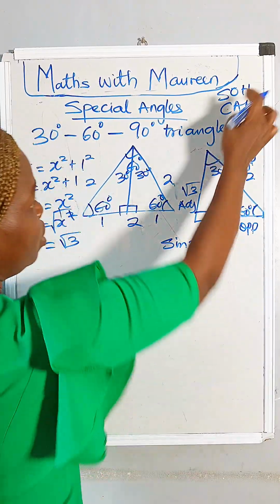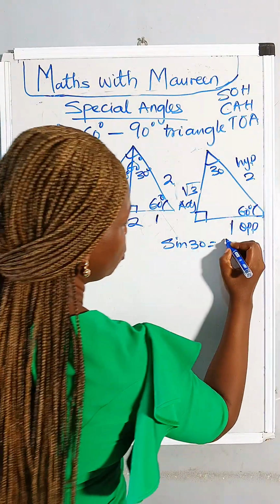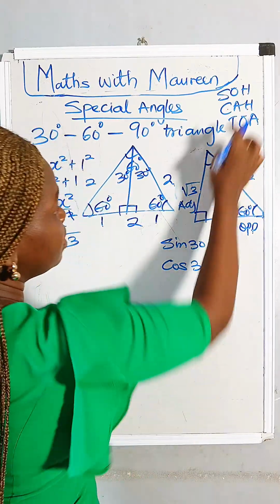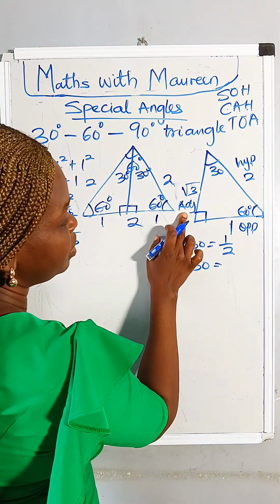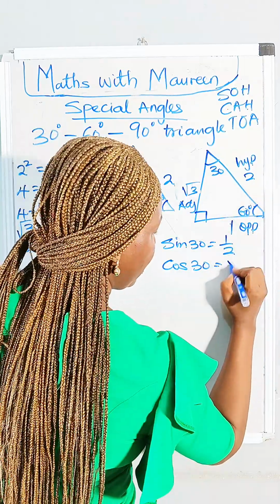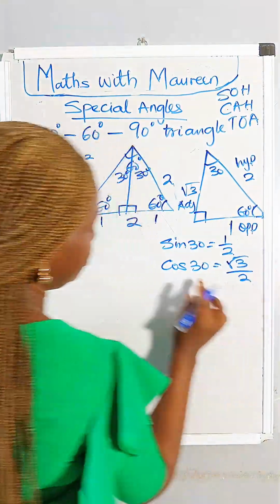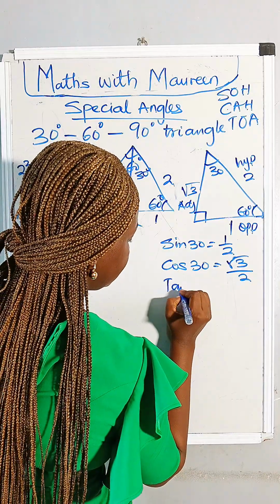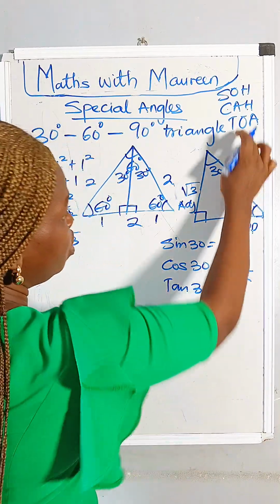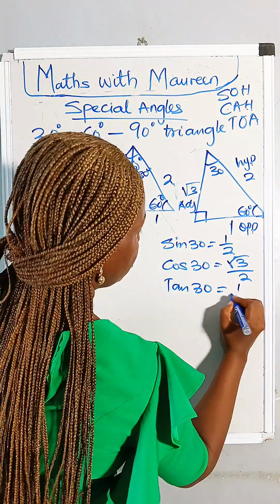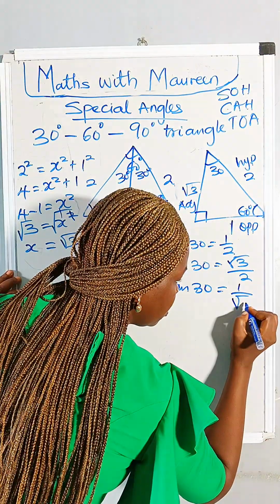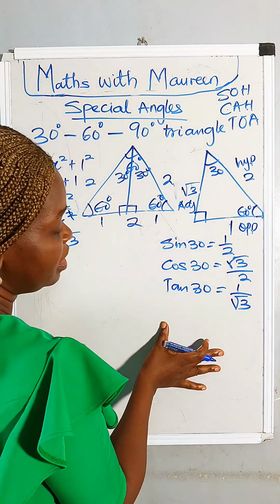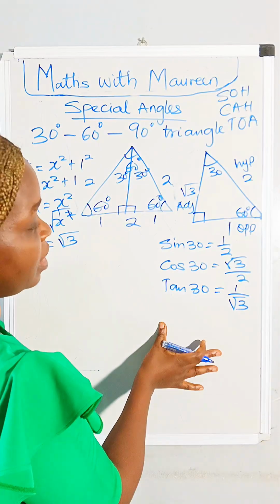So sine 30 equals opposite over hypotenuse, 1/2, so 1/2. Then cos 30 equals adjacent over hypotenuse, adjacent root 3 over 2. So we have root 3/2. That's the value for the ratio for cos 30. Then tan 30 equals opposite over adjacent. Our opposite is 1, over what is our adjacent? Root 3. Okay, you can decide to rationalize this. All right, so this is all for the three main trig ratios of angle 30.